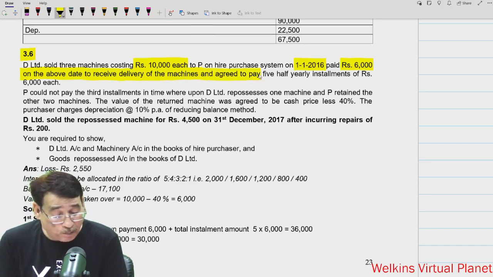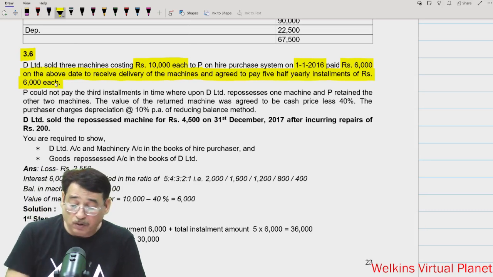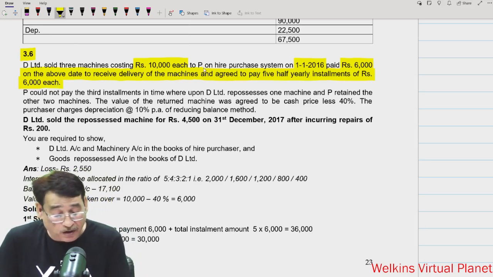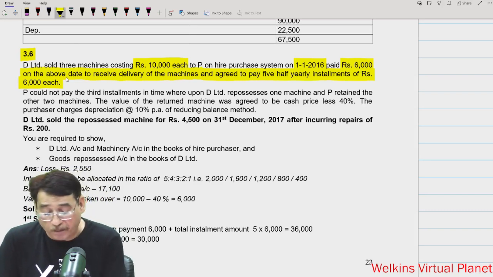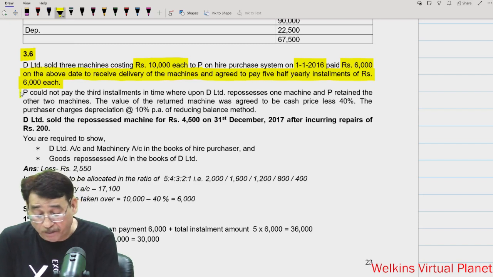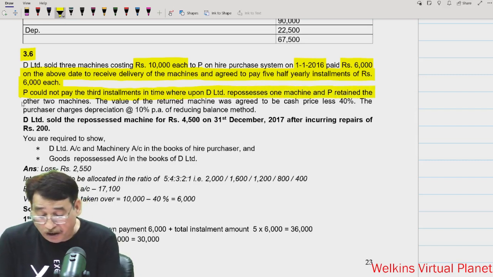And agreed to pay 5 half yearly installments of rupees 6,000 each. So D has sold three machines costing 10,000 each to P on hire purchase system, and obviously P must have paid the down payment. And secondly, he has also agreed to pay 5 half yearly installments of rupees 6,000 each. So P could not pay the third installment in time, whereupon D Limited repossessed one machine and P retained the other two machines.